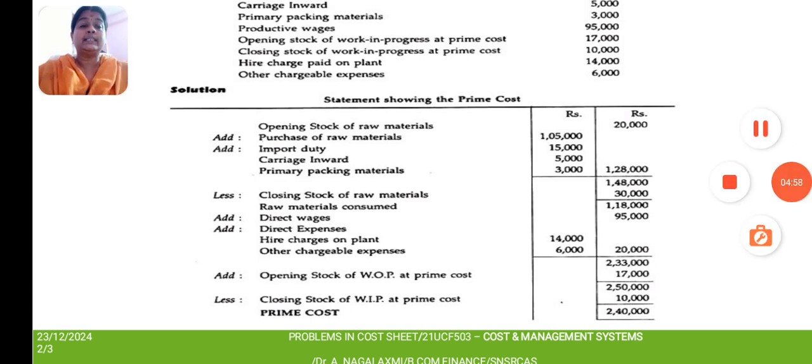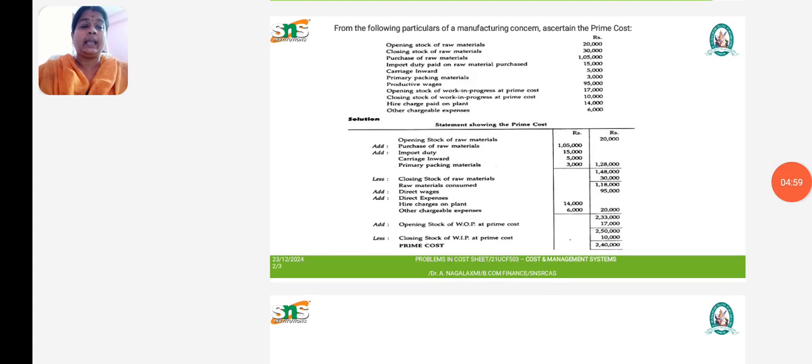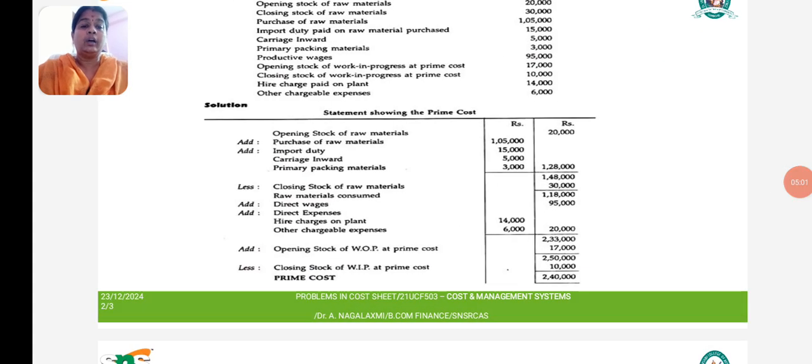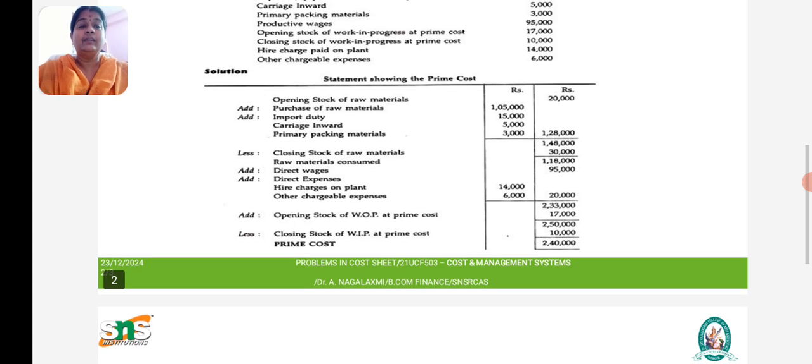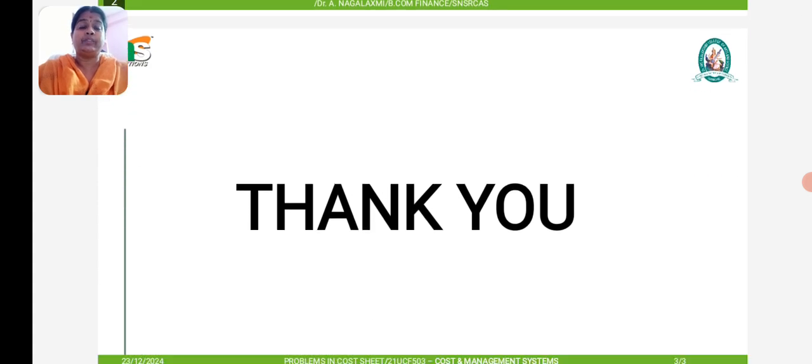So this sum gives a clear idea about the calculation of prime cost, and it is a very simple sum. I think you all have understood. Thank you so much for the patience listening.